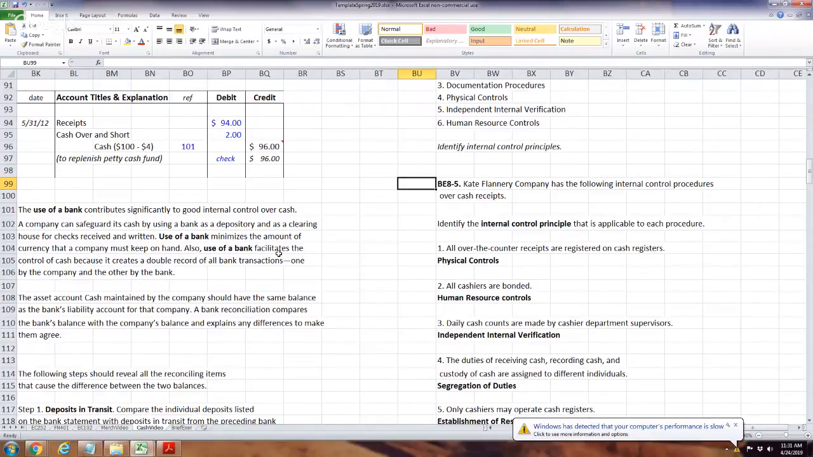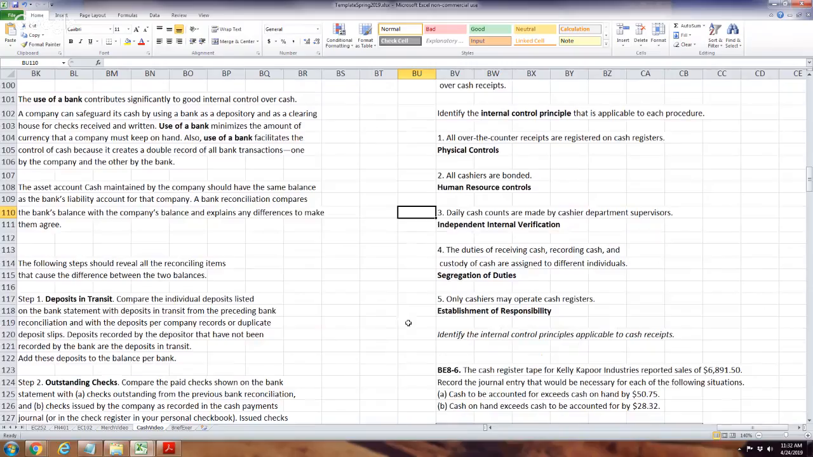Now, she wasn't in charge of the record keeping, but certainly was able to check in with them and say, look, the electronic record is this, the physical record is this, and make sure that those things are the same, okay? Or if they're not the same, why they're different, and have that be explainable. So over-the-counter receipts are registered on cash registers. That's a physical control. Cashiers are bonded, or insured is another word. That's a human resource control. Daily cash counts are by cashier department supervisors, independent. So it's not the cashier counting the money, it's the supervisor counting the money.